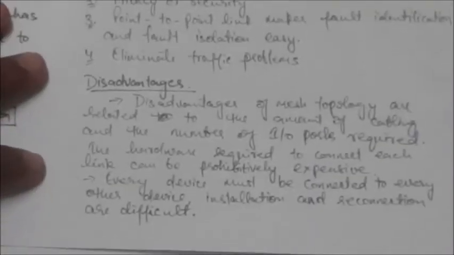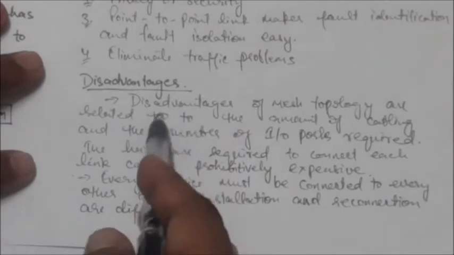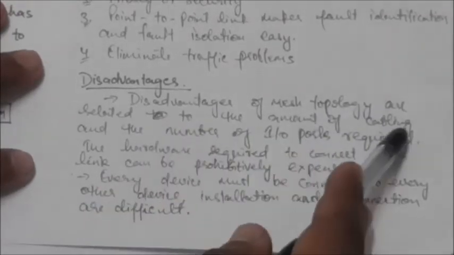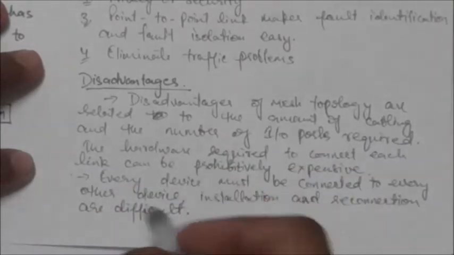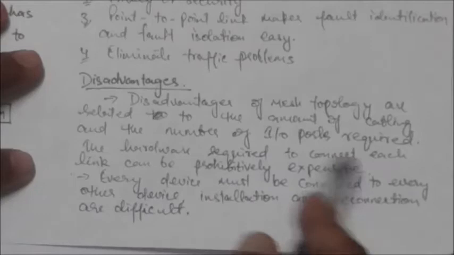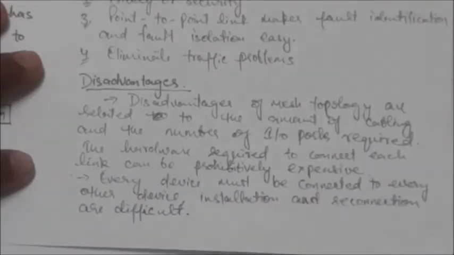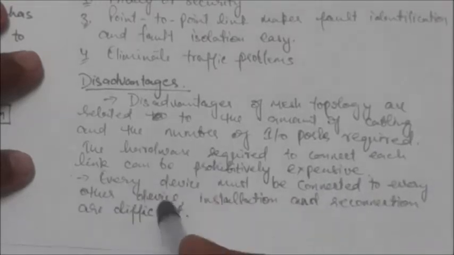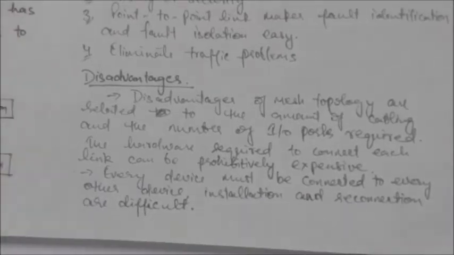Now, what are the disadvantages of mesh topology? The disadvantages of mesh topology are related to the amount of cabling and the number of input output ports required. The hardware required to connect each link can be prohibitively expensive, right? And every device must be connected to every other device. Therefore, installation and reconnection are difficult.